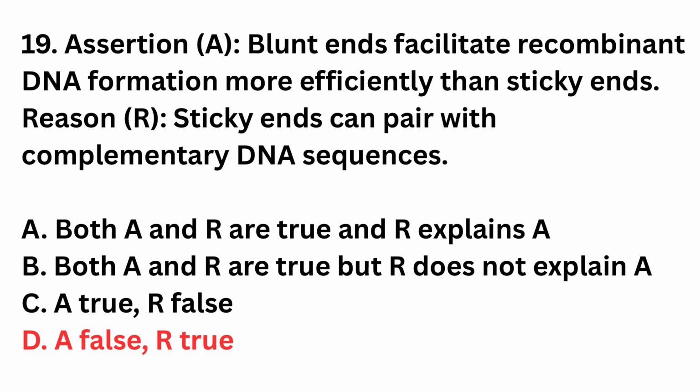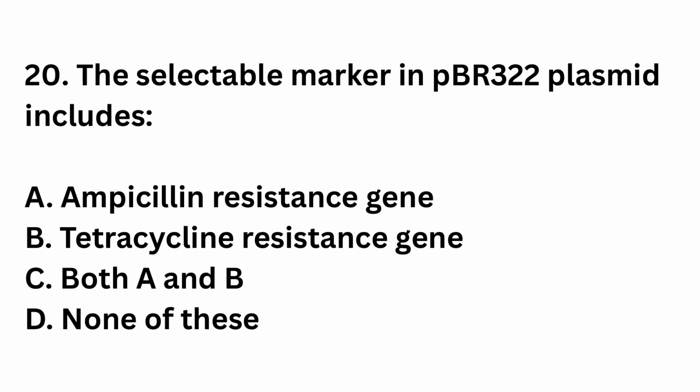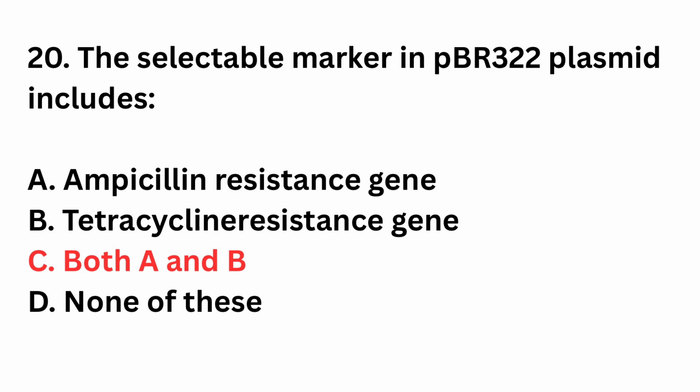Sticky ends form complementary base pairing, making ligation easier and more efficient than blunt ends. Therefore, assertion is false and reason is true. Question number 20. The selectable marker in pBR322 plasmid includes ampicillin resistance gene, tetracycline resistance gene, both A and B, none of these. The right answer is option C, both A and B. The plasmid pBR322 contains ampicillin and tetracycline resistance genes used for selection of recombinants.